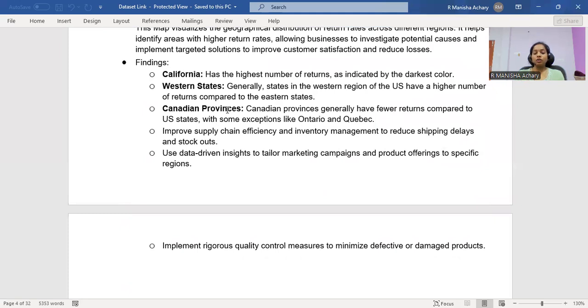If we can control the quality of our products, then the returns will be lower.